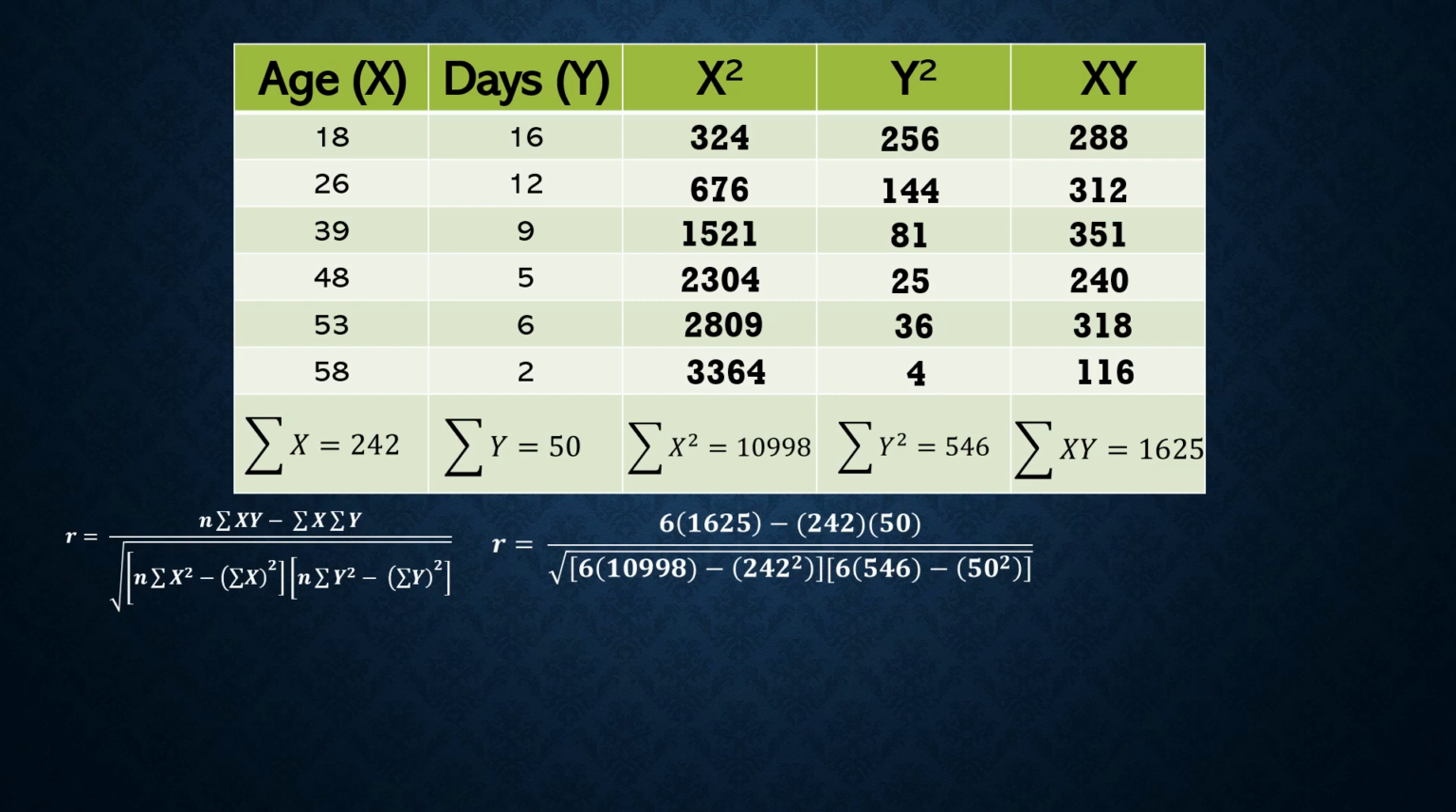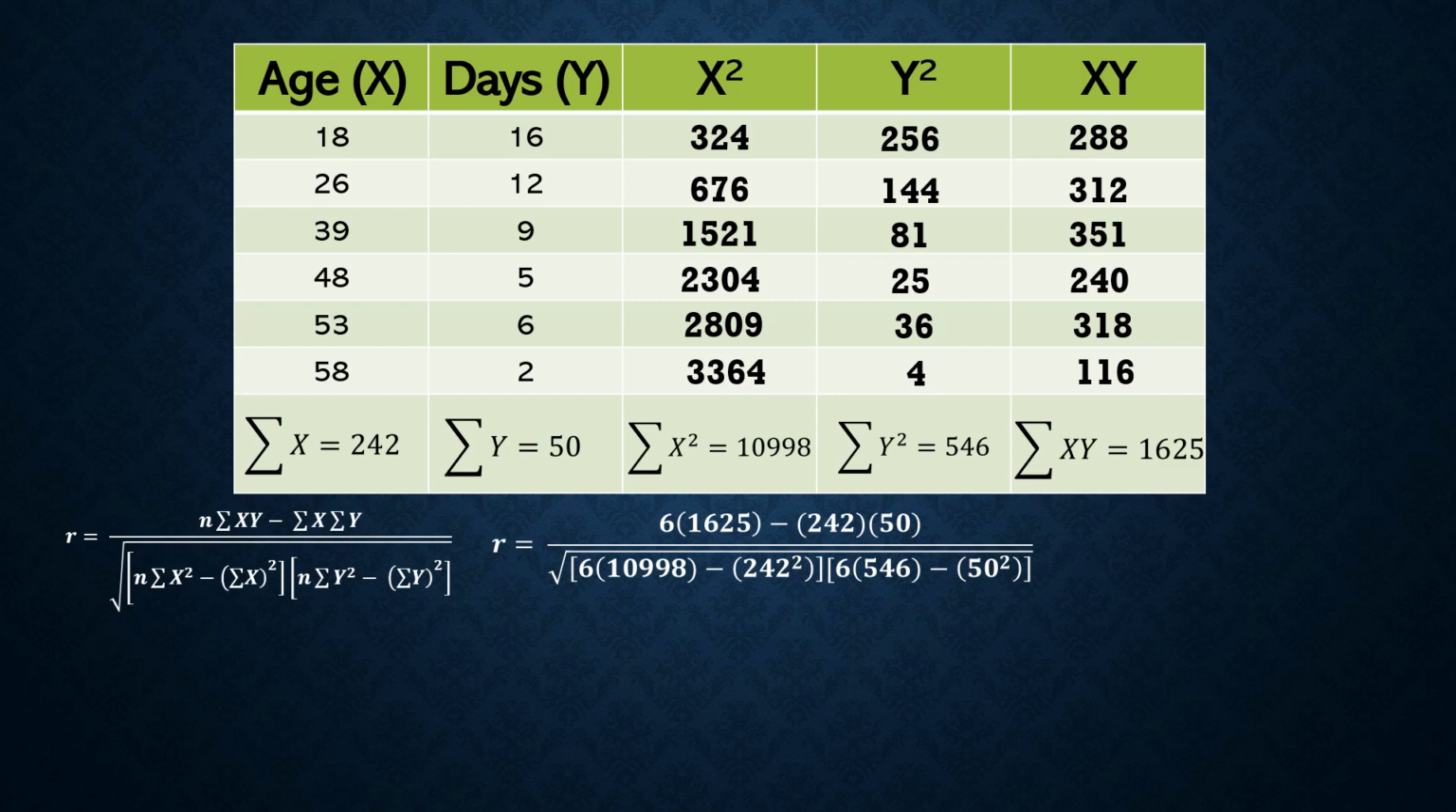You're going to take a look at the summations because all those values will be used in this formula. Minus summation of x. Take a look. What's the summation of x? Our value for summation of x is 242. So therefore, we have 242, multiplied by summation of y. Our summation of y is 50. Next, all over, and then put a square root. Then substitute. Instead of writing n, we will be writing 6.